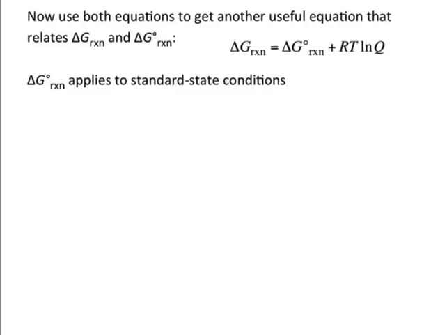We can use these previous equations, combine them together to get this lovely thing, which now gives us a relationship between delta G and delta G°. And the reason you would want to do this is because you can often look up or calculate delta G°. But what if you're not at equilibrium or at standard states? What's delta G going to be? And so you can use this equation to find that out.